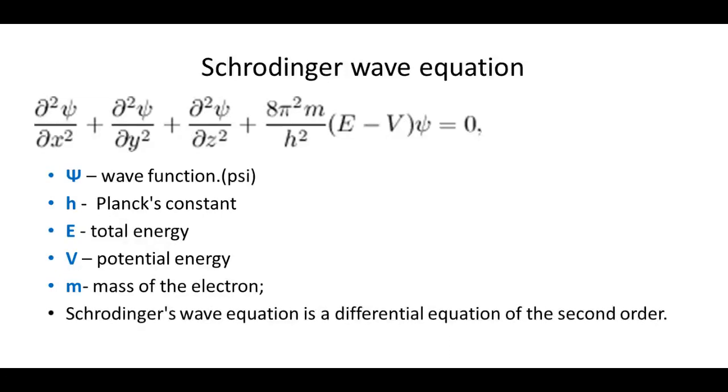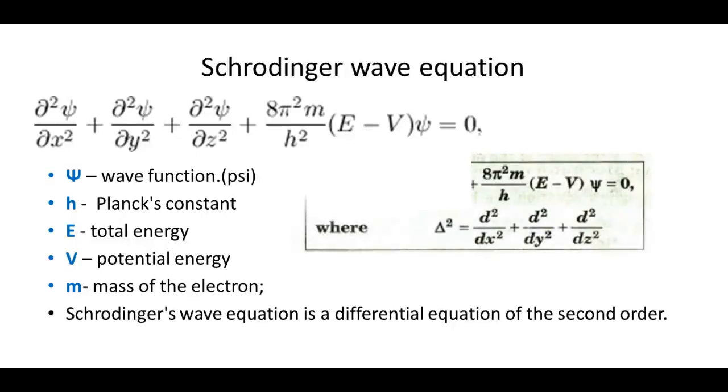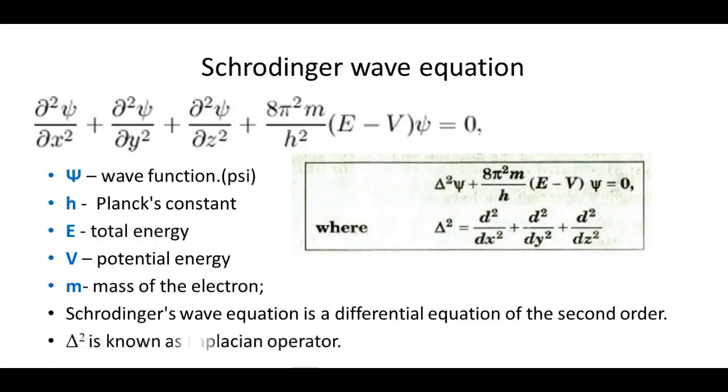As we see, the Schrodinger's time independent wave equation is a second order differential equation. This equation can also be written in this form. Here we use delta square, which is also known as the Laplacian operator, a quantum mechanical operator.